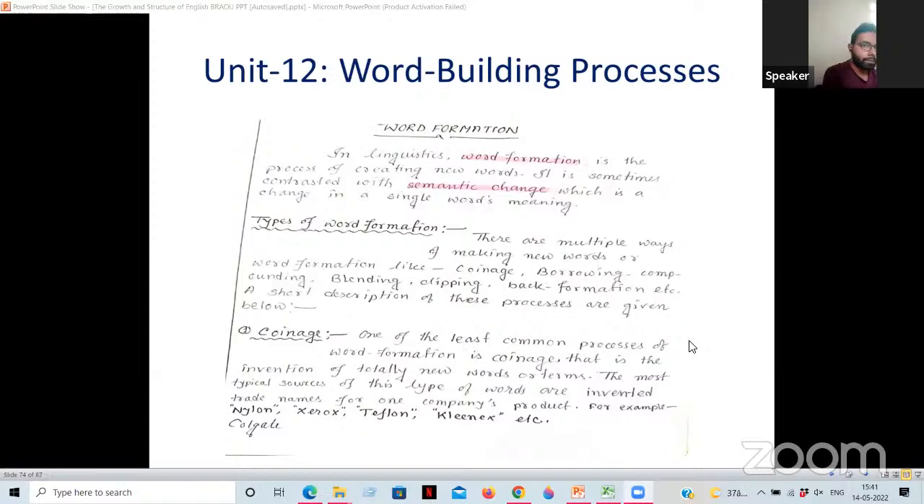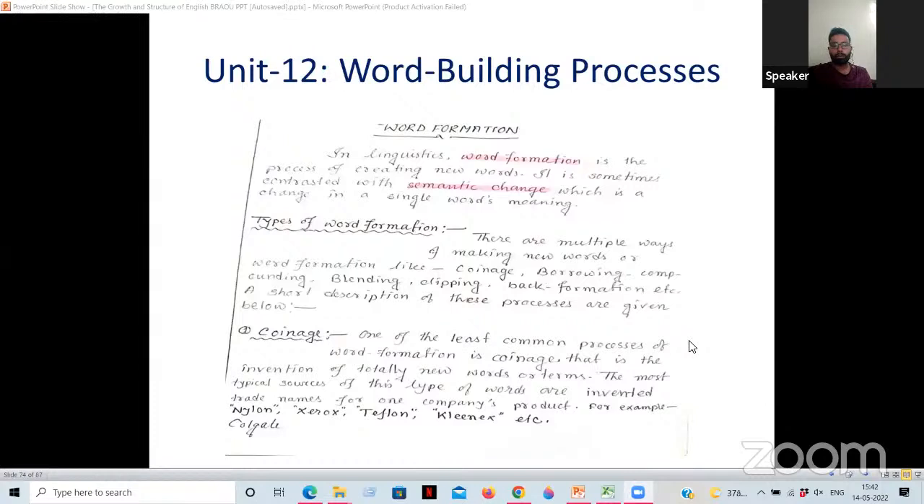For example, see here that nylon. Nylon is a word that is actually a company. That is the name of the company, and now we use this to address the thing that this company produces. Okay, it may be some ropes made of nylon. So nylon has already become a kind of new word that actually substitutes the thing for the company.